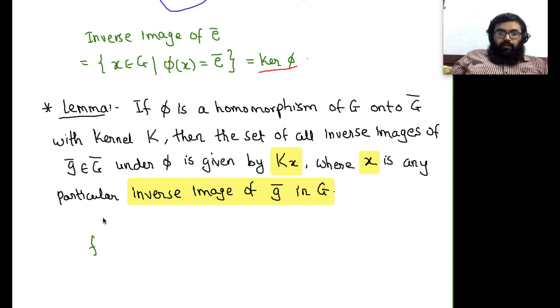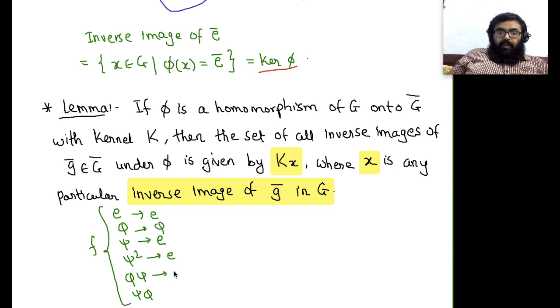So f, and we have e, phi, psi, psi square, phi psi, and psi phi. e is mapped to e, phi is mapped to phi, psi has no power of phi, so psi is mapped to e, psi square is also mapped to e, phi psi is mapped to phi because phi power 1 is there, and psi phi we can write as phi psi square, so phi power 1, so this is also phi. So what is the kernel here?